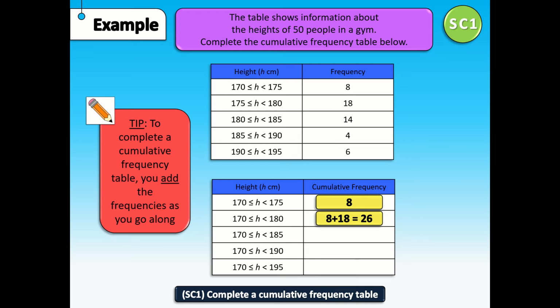Next, we want to say how many people had a height between 170 and 185. So we need to add 8, 18 and 14 together. Then we need to say how many people had a height between 170 and 190. So we need to add on 4 to that. So we're adding up 8 plus 18 plus 14 plus 4. So that's 44 people. And then finally, how many people had a height between 170 and 195? So we add on 6. So that's 50.